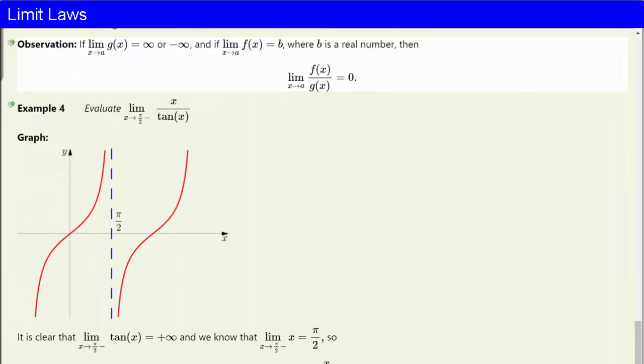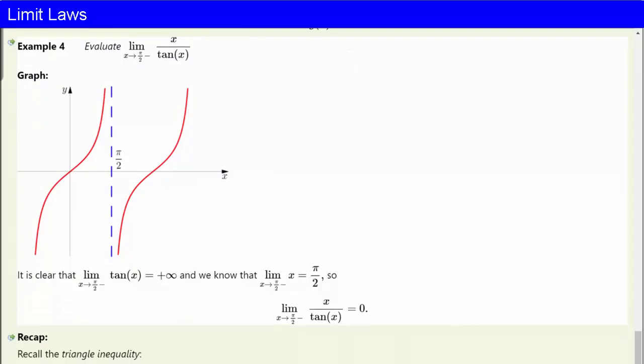Finally, we can also use the limit laws along with some common sense observations to evaluate limits when one or more of our functions blow up as x tends to a. Our techniques work with one-sided limits as well. One observation we can use is if the limit of g of x is plus infinity or minus infinity, that is, g blows up as x approaches a, or in other words, a is a vertical asymptote. And if the limit as x tends to a of f of x is some number b, then the limit of the ratio f of x over g of x must be 0.